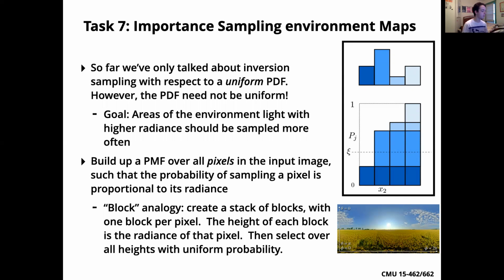So think back again to this image, this analogy of building up blocks and picking a random height. What we're doing here is building up a massive probability mass function, where the number of possible events is choosing each individual pixel, and the probability of sampling that pixel is proportional to the radiance at that pixel. You can think of it as a block analogy: we create a stack of blocks, one block per pixel, and the height of each block is the radiance of that pixel. All we're doing is choosing a random height, so pixels with higher radiance will have a higher probability of being chosen.